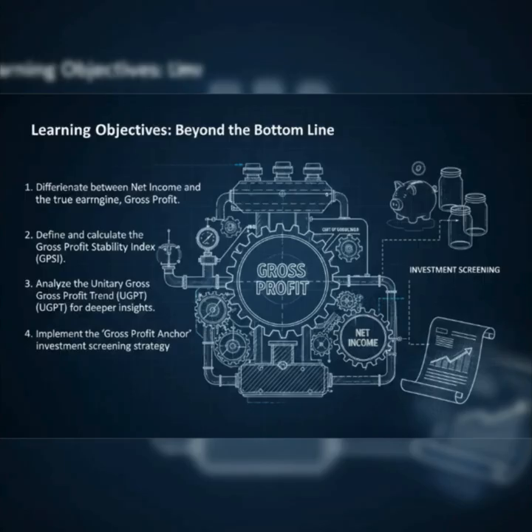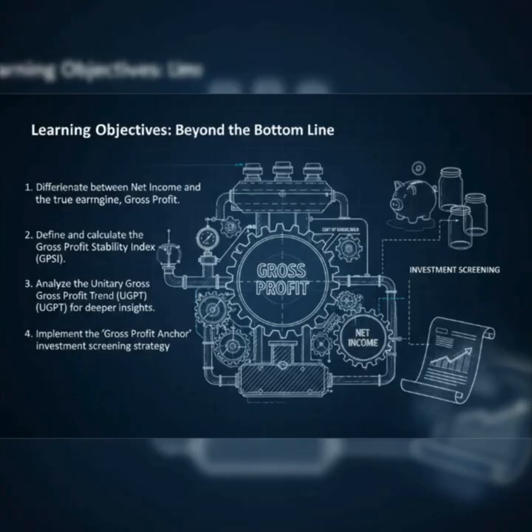First, you will learn to critically differentiate between accounting profit, represented by net income, and true economic profit, which is better reflected by gross profit. Second, we will introduce and define two proprietary metrics, the Gross Profit Stability Index, or GPSI, and the Unitary Gross Profit Trend, or UGPT. Third, you will be able to analyze case studies to see how these advanced metrics reveal the hidden strengths and weaknesses in different types of companies.